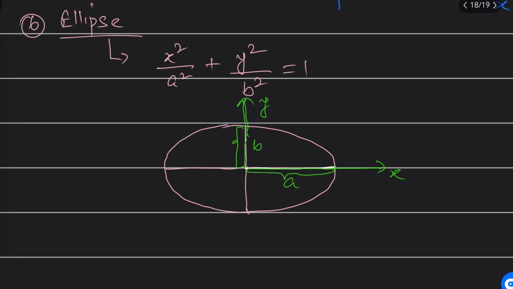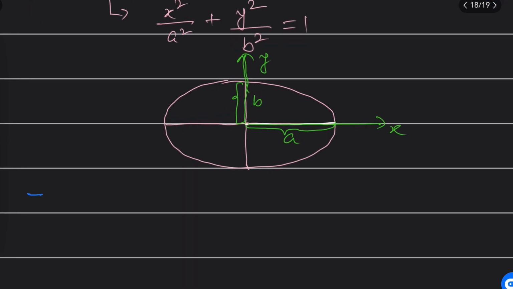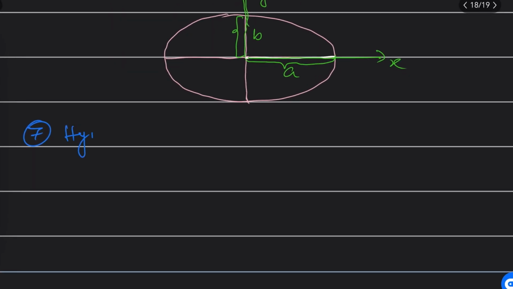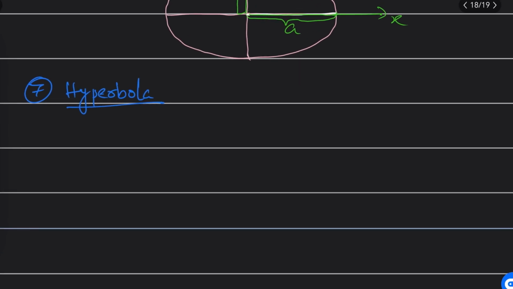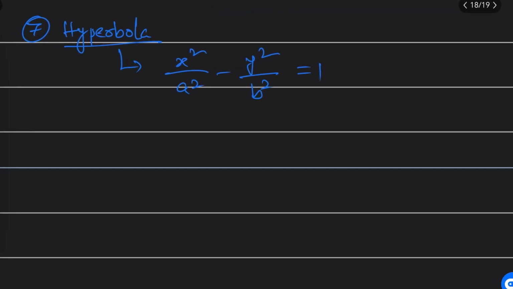Next, ellipse is done, sir. Hyperbola, seventh, hyperbola. Sir, what is hyperbola? The hyperbola equation will look like this. Let me discuss the standard equation first. Hyperbola is x square by a square minus y square by b square equal to 1. Here minus is there, that's the only difference.